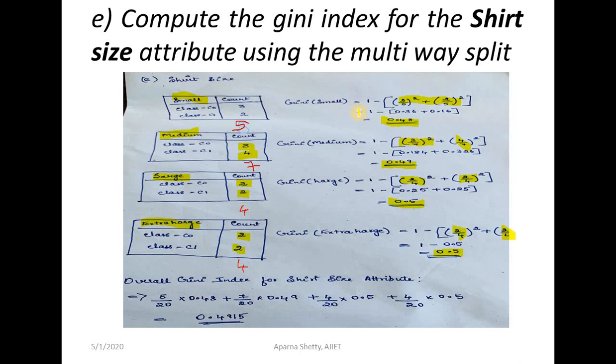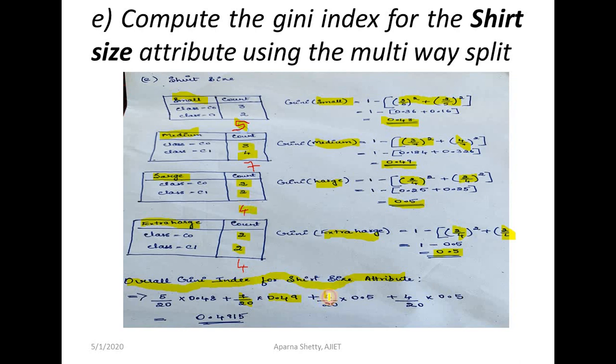Now we have calculated the Gini for small, medium, large, extra large. Finally calculate the overall Gini for the shirt size attribute. 5 divided by the total number of records into Gini for small, which is 0.48, plus the number of records that belong to size medium, which is 7. So 7 divided by 20 into Gini for medium, which is 0.49, plus the number of records that belong to large, which is 4.